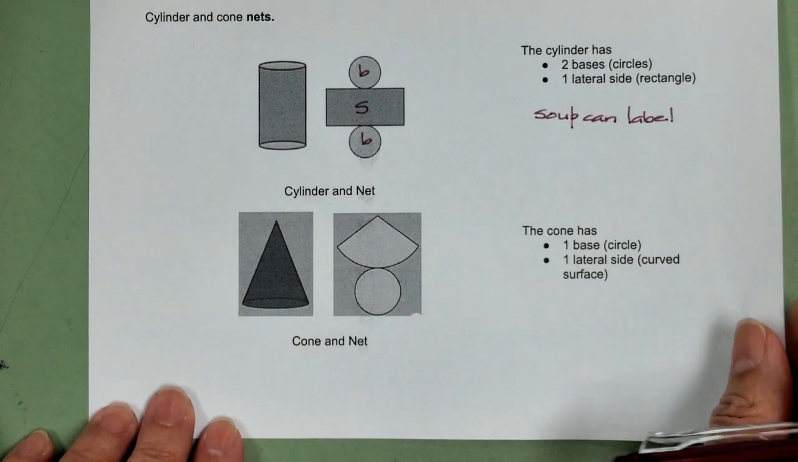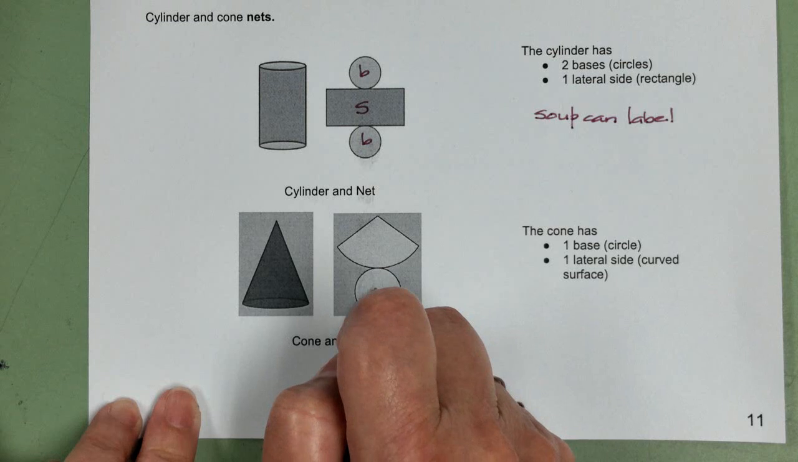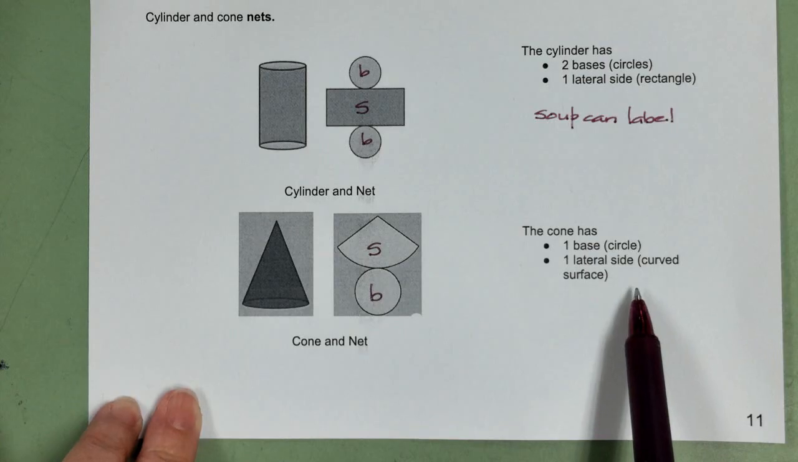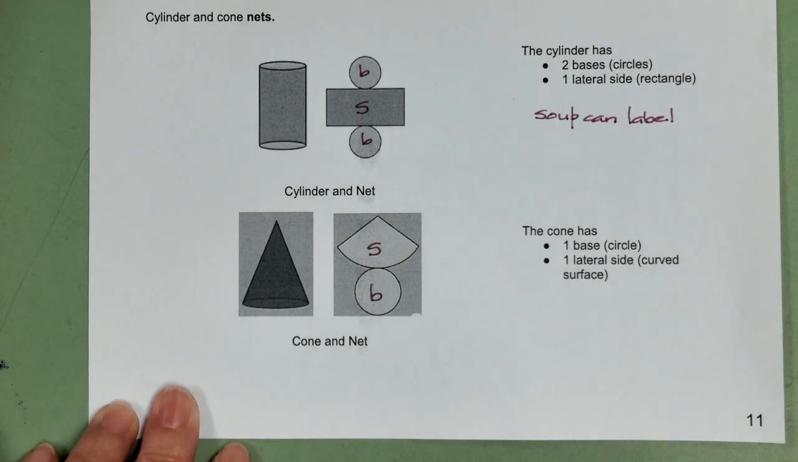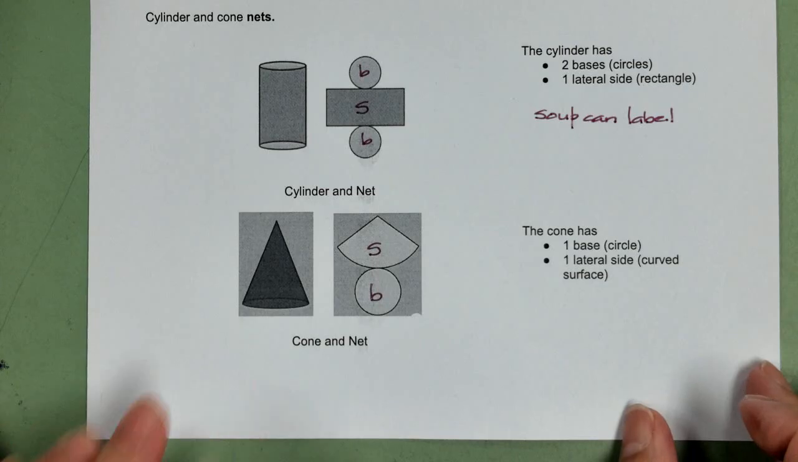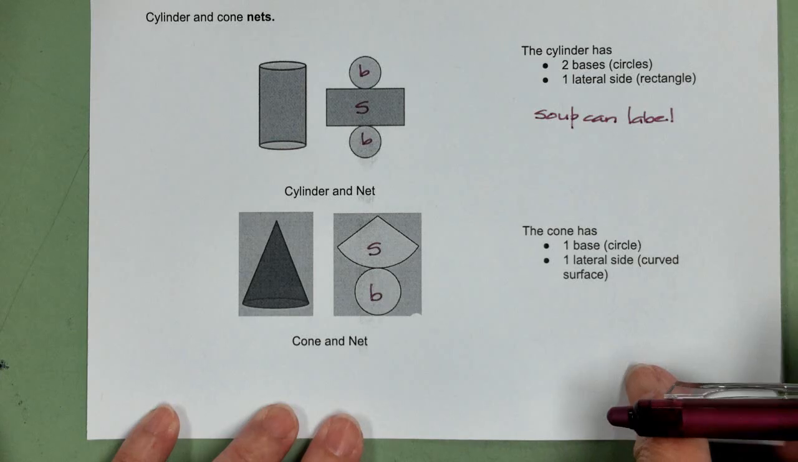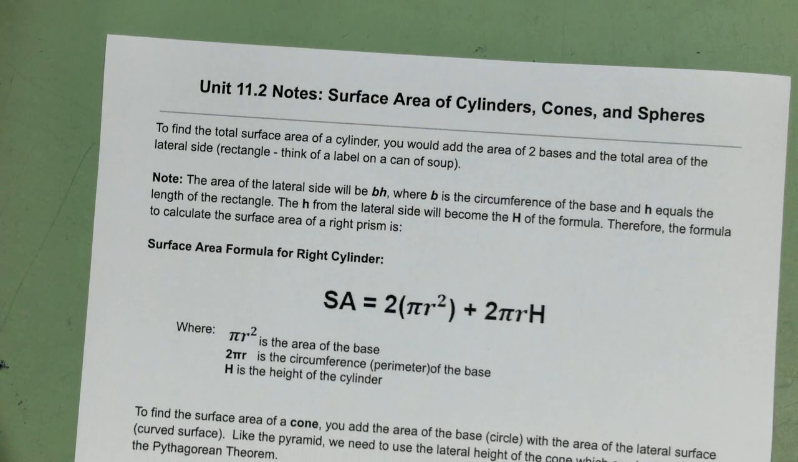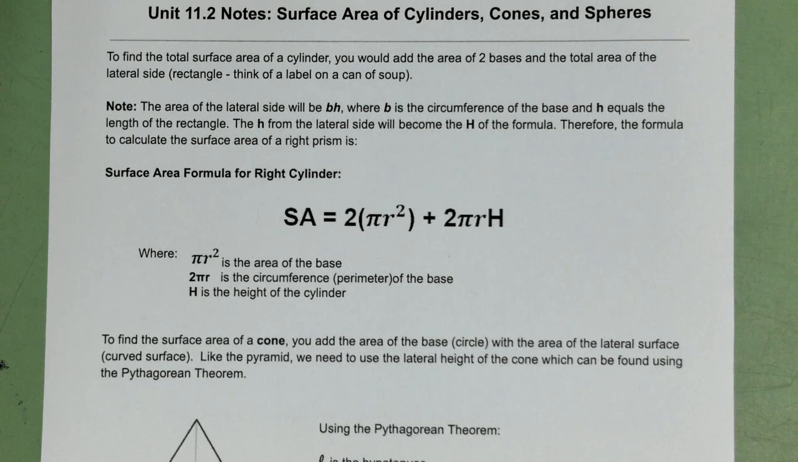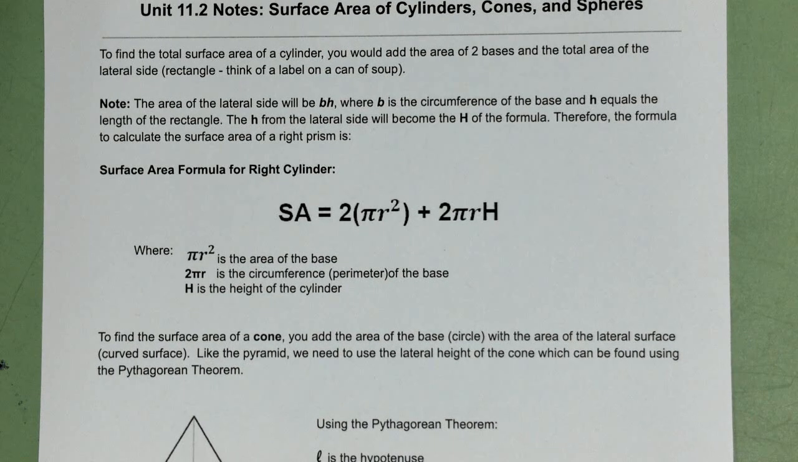Okay? A cone, like a pyramid, has only one base, and its lateral side is a curved surface. It's kind of like if you take an ice cream cone, slice it, and lay it out. This is what the surface looks like, or the side looks like for a cone. Okay. To find the total surface area, you would add the areas of the base and the area of what's called the lateral side. You would do the same thing for a cone.